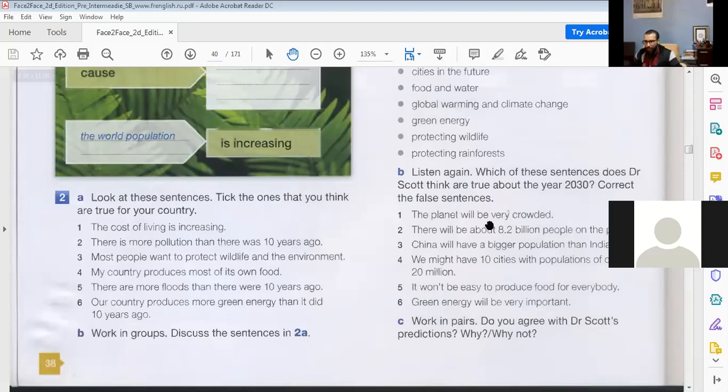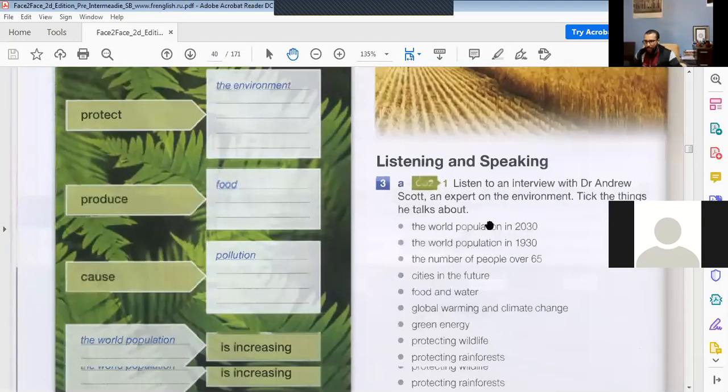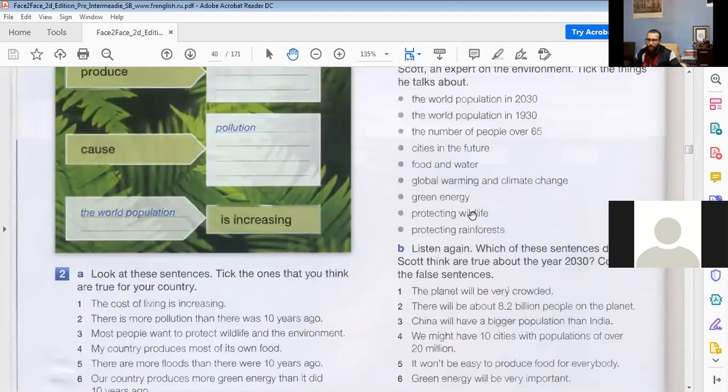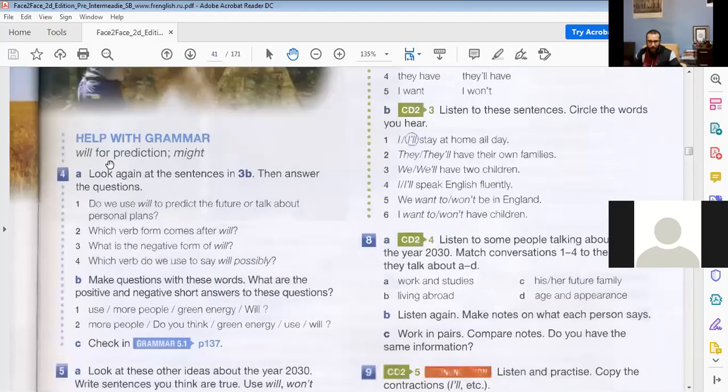And finally, we got to the expert, Andrew Scott, talking about some of the problems facing the Earth in 10 years, or 9 years now. We talked about those, and we talked about will for prediction and also might. So you can use will and you can use might to predict the future or talk about the future. Of course, will is a little stronger. So if you're more confident or if you're sure of your prediction, it's better to use will. Might is okay too, but might means you're not as sure of your prediction. You're not really confident in your prediction. If you're not, you can use might. So this is the idea.